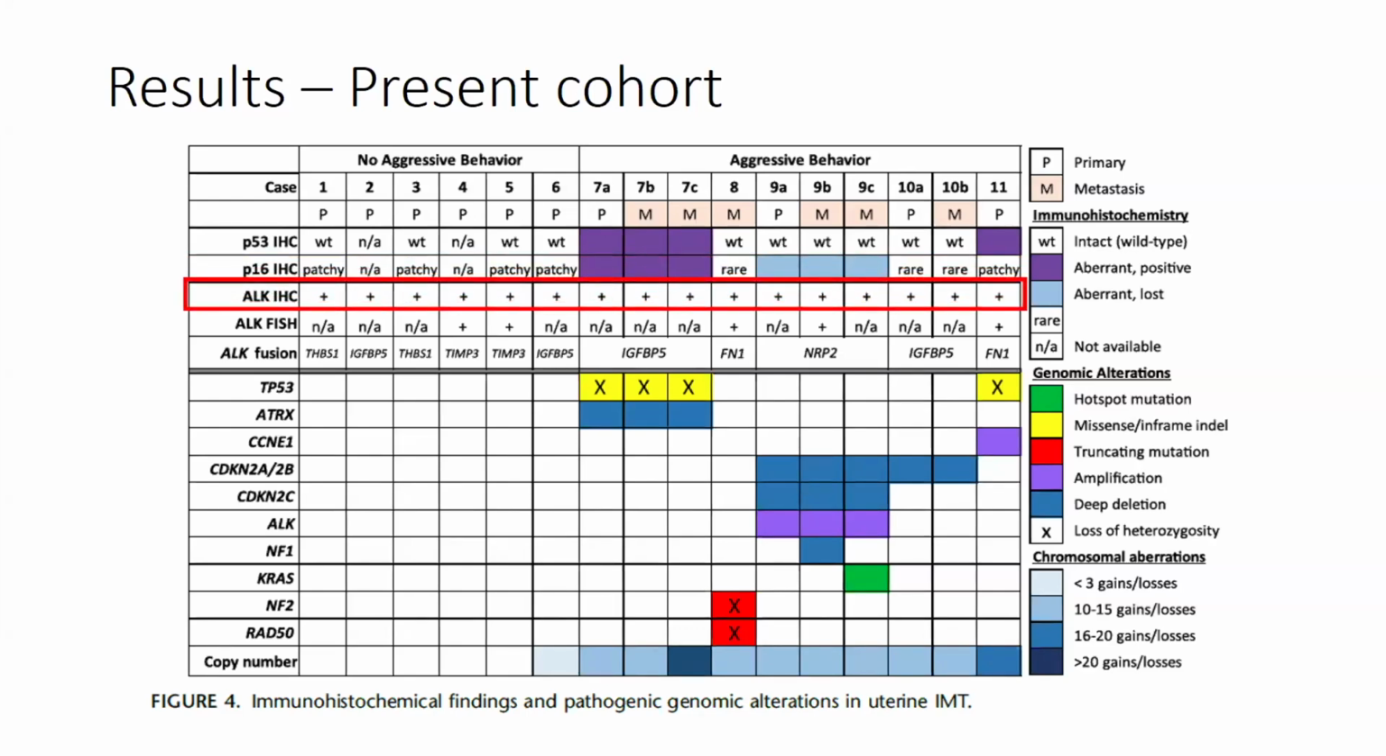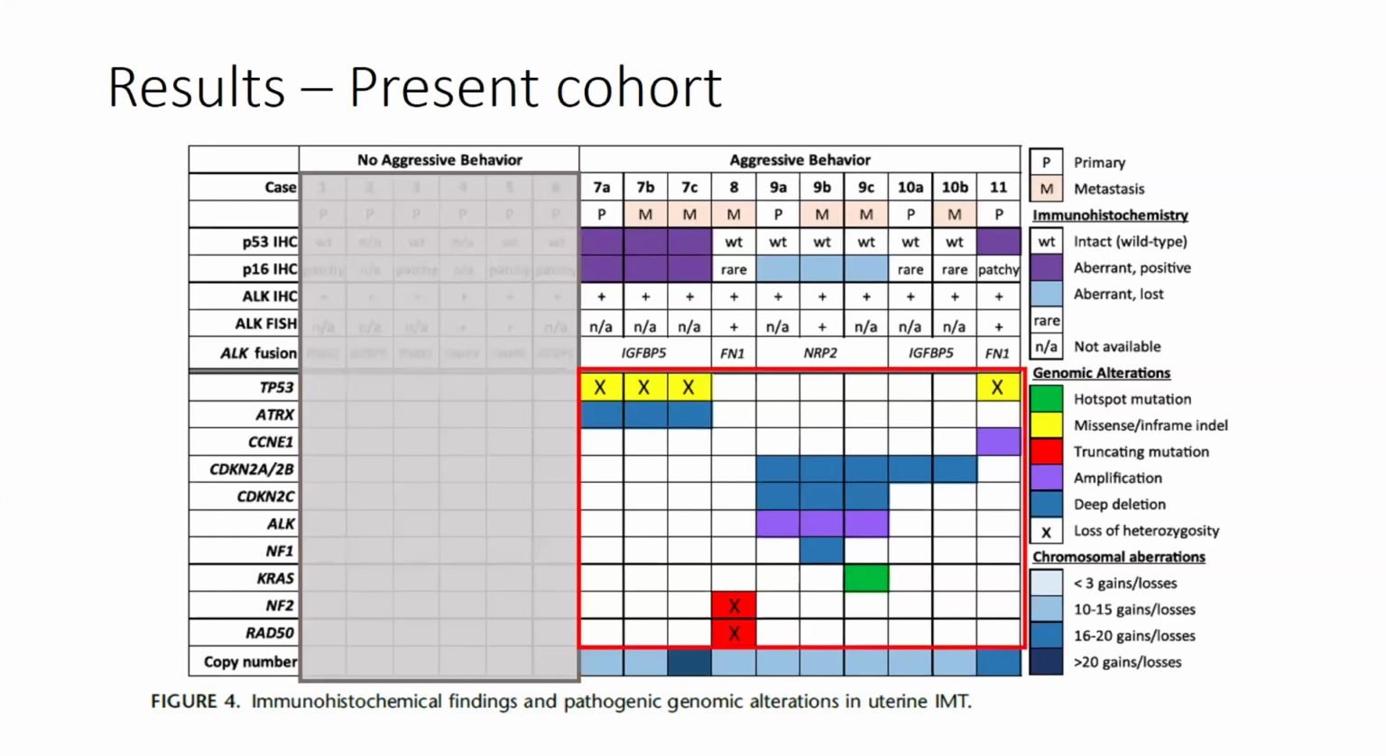ALK IHC was positive in all cases. ALK FISH was positive in all cases when performed. And this is just the list of the ALK fusion partners, but no significant pattern was noted. The bottom left corner shows that none of the 6 non-aggressive IMTs harbored additional molecular alterations outside of the ALK gene fusion. It also shows that there were no copy number aberrations in all but 1 case, which showed segmental loss of chromosome 3p and segmental gain of chromosome 7p.